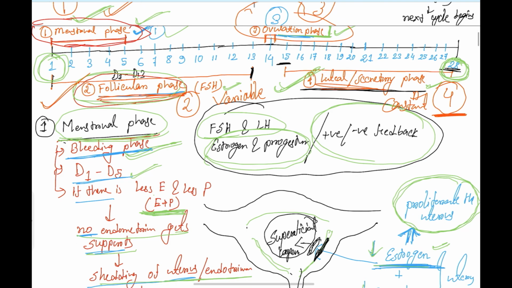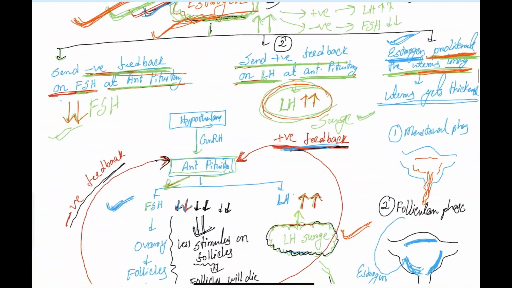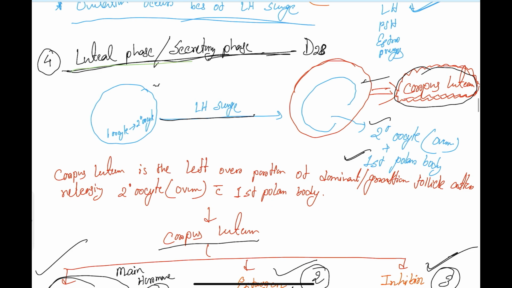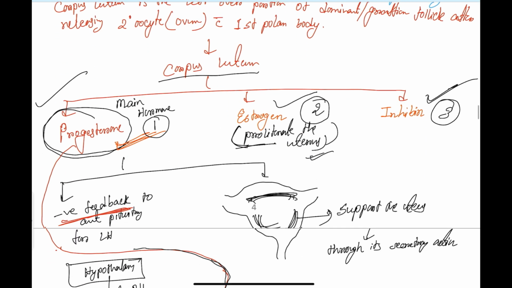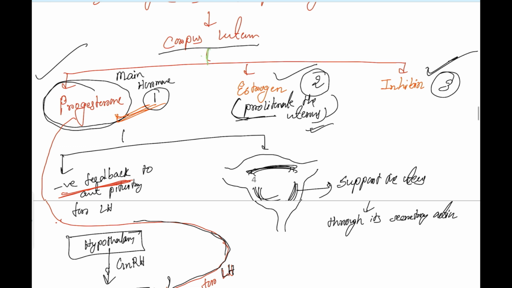So we covered the menstrual phase, the follicular phase, the ovulation phase, and the last phase is the luteal phase. Luteal phase means here the graafian follicle at the ovulation phase, due to the effect of the LH surge, gets ruptured, releases its secondary oocyte, and the remaining portion we call the corpus luteum. This corpus luteum now plays an important role at the luteal phase. It secretes progesterone. This progesterone is very important during pregnancy. Along with that, it also secretes estrogen and inhibin. But the main hormone released from the corpus luteum is progesterone.